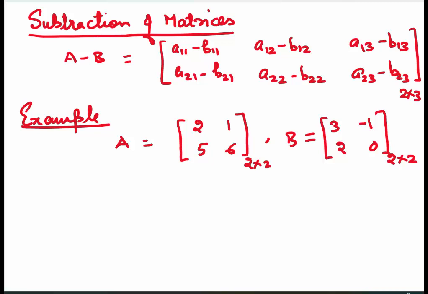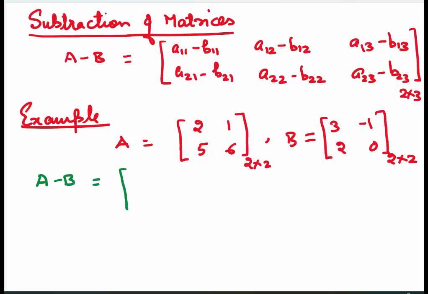So, the difference A minus B will be nothing but A11 minus B11, A12 minus B12, A13 minus B13, A21 minus B21, A22 minus B22, and A23 minus B23. What if we are given A is equal to [2, 1; 5, 6], and B is [3, minus 1; 2, 0]. Then what will be our A minus B?